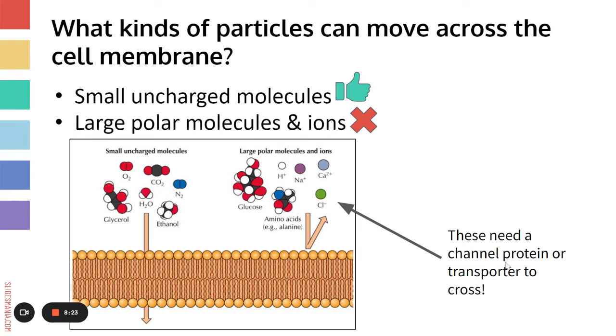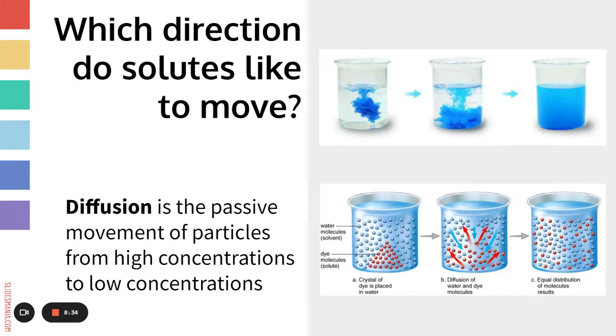So, when we're thinking about how they'll get across, if we need to move them into or out of the cell, they're going to need a channel protein or a transporter, some sort of helper protein to enable them to cross. When we're thinking about molecules moving across the membrane, this idea of diffusion is going to control which direction they move in.